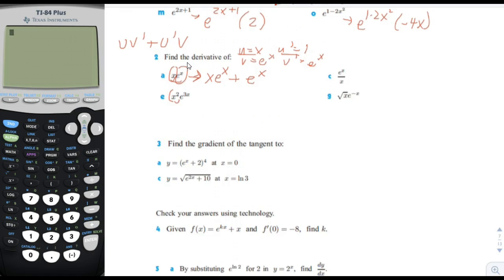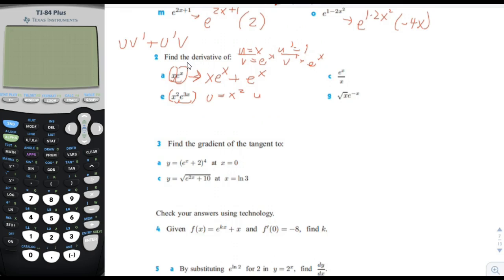One part is x squared, we know how to take the derivative of that, and the other is e to the 3x, we know how to take the derivative of that. We don't really know how to take the derivative of this whole thing together unless we use the product rule. So u is equal to x squared.